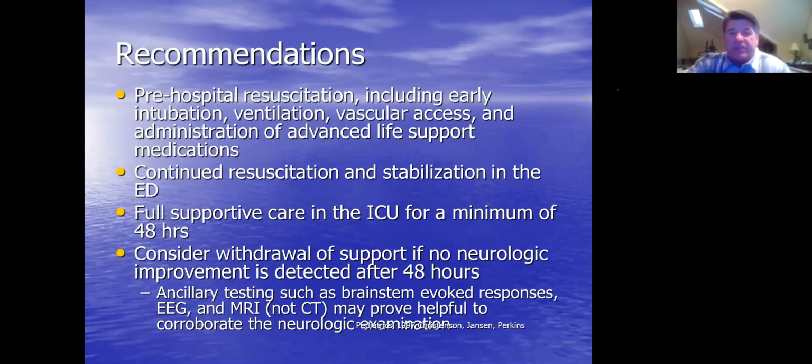So, final recommendations: pre-hospital resuscitation, including early intubation, ventilation, vascular access and administration of ACLS medications is recommended. Continue resuscitation and stabilization in the emergency department. And then full supportive care in the ICU for a minimum of 48 hours. And consider withdrawal of support if no neurologic improvement is detected after 48 hours. So these are the recommendations for all drowning victims, and those that survive with return of a spontaneous pulse, keep them for at least 48 hours.